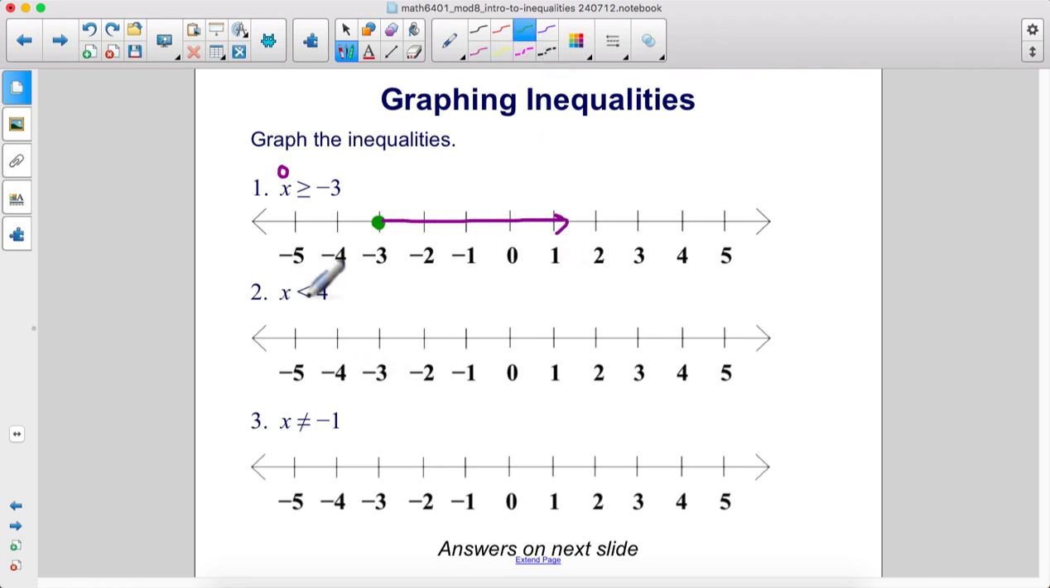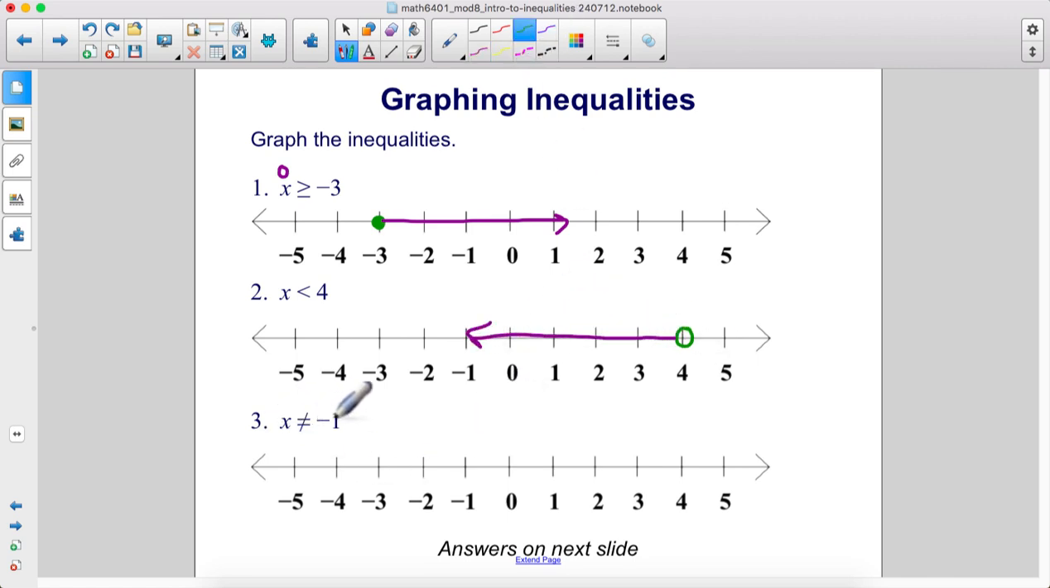Next, x is less than 4. 4 is not a possible solution, so this is an open circle. Then 0 is less than 4, which means the solutions are to the left.